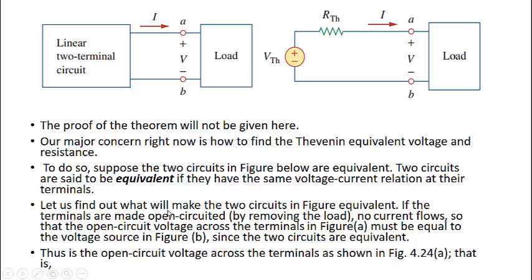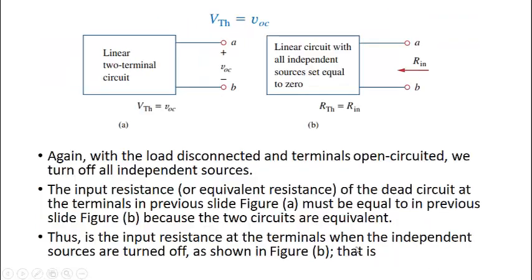Let us find out what will make the two circuits in the figure equivalent. If the two terminals are made open circuited by removing the load, no current flows, so the open circuit voltage across the terminals in figure A must be equal to the voltage source in figure B. That means when they are equivalent and the load is not connected, the open circuit voltage here and the open circuit voltage here should be the same. The open circuit voltage will be VTH since the two circuits are equivalent. Thus, the open circuit voltage across the terminals as shown in the figure will be VTH. That is, VTH will be equal to VOC.